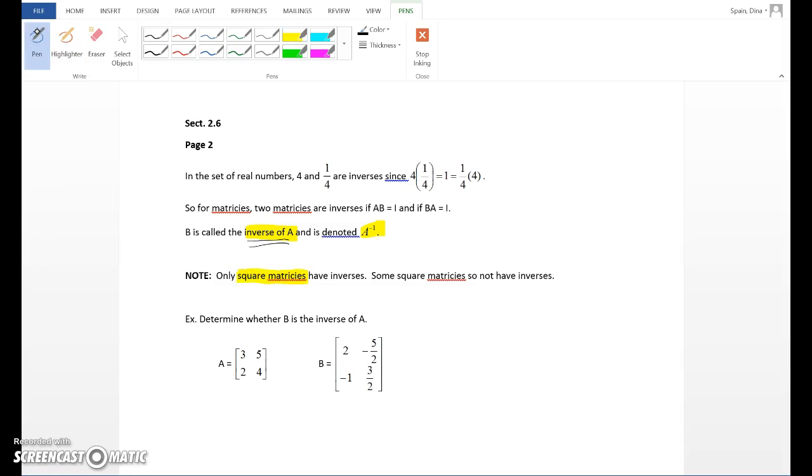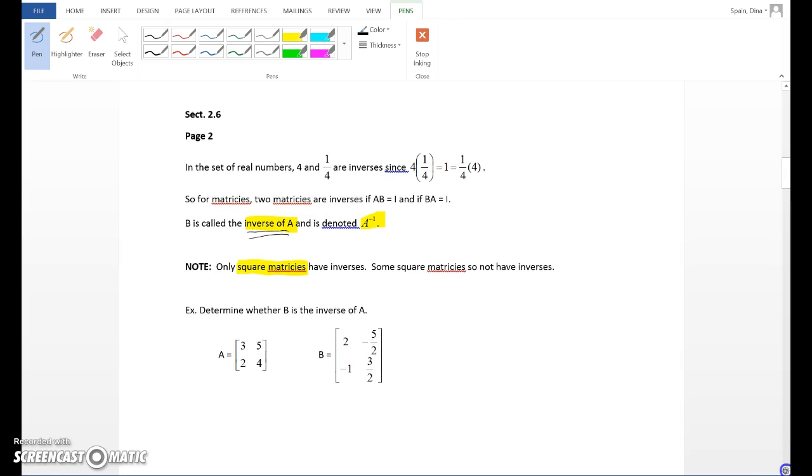All right, in order to have an inverse, first of all, it has to be square, but not all square matrices have inverses. Just because it's square doesn't mean that an inverse exists. But if the matrix does have an inverse, it's got to be square to begin with.